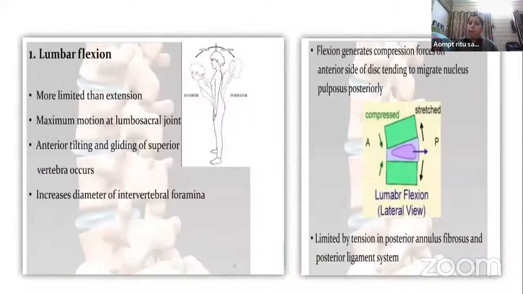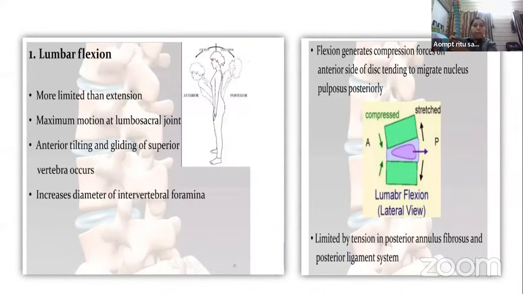So if we talk about lumbar flexion, we see that it is more limited than extension. Maximum motion is at the lumbosacral joint, with anterior tilting and gliding of the superior vertebra, and increased diameter of the intervertebral foramen also. Flexion generates compression force on the anterior side of the disc, tending to migrate the nucleus pulposus posteriorly. If we do flexion, the nucleus pulposus anteriorly will get compression, and posteriorly it will get stretch.